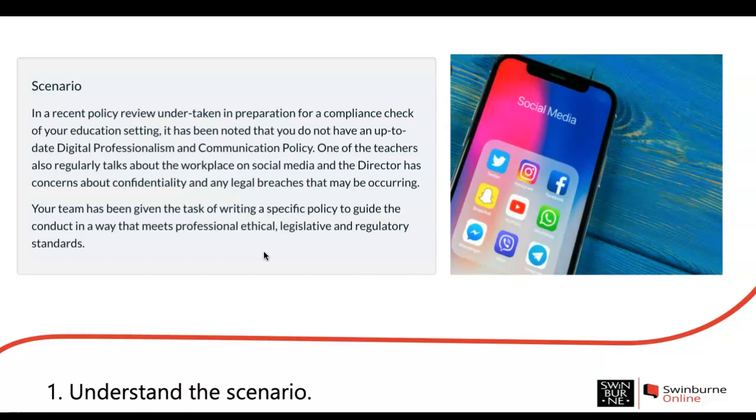It's been noted that you do not have an up-to-date digital professionalism and communication policy. One of the teachers also regularly talks about the workplace on social media, and the director has concerns about confidentiality and any legal breaches that might be occurring. There are 3 words that you're going to hear me say a lot, and I'm probably going to stumble over them quite regularly: the ethical, the legislative, and regulatory standards. A lot of part 1 focuses on these 3 particular things.